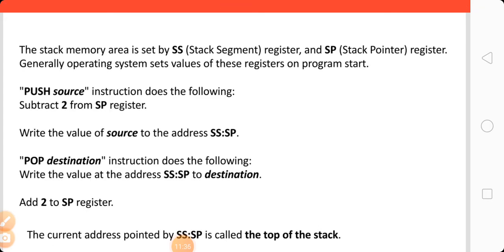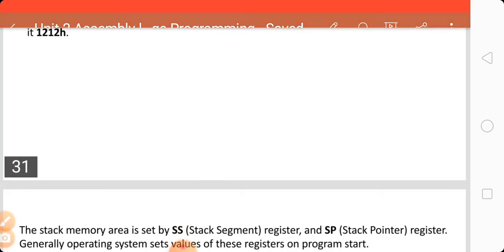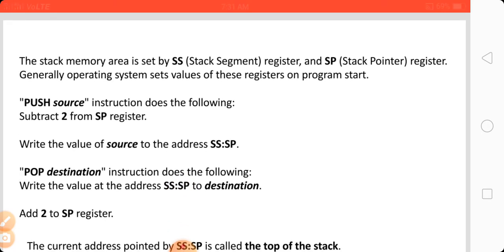Here again some information is given. The stack memory area is set by the stack segment register SS and the stack pointer register SP. Generally, the operating system sets the values of these registers on program start. The push source instruction does the following: subtract 2 from the stack pointer register, then write the value of source to the address SS colon SP, that is, stack segment to the stack pointer.